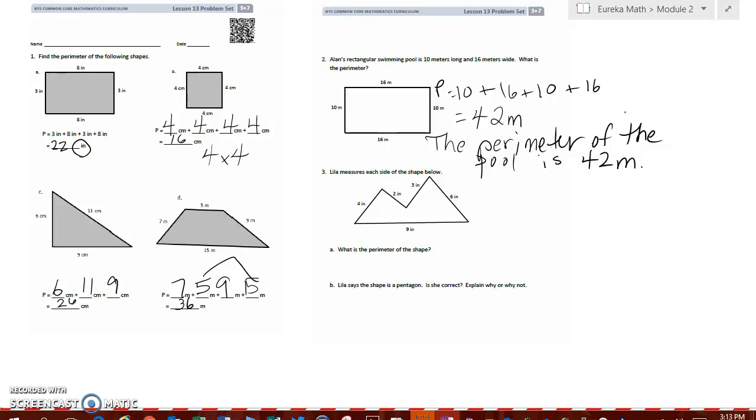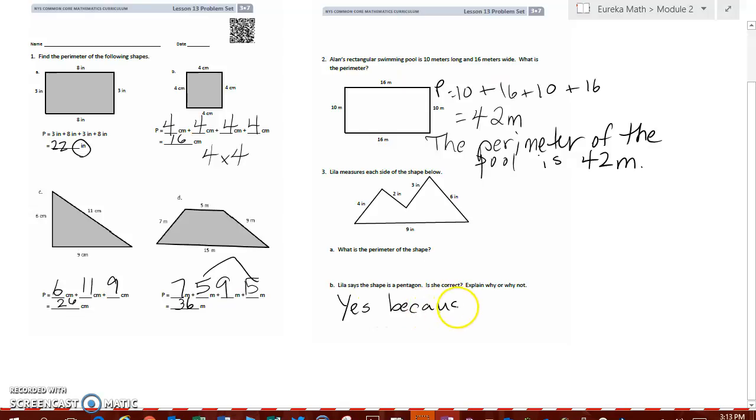All right, last problem. Number 3, Lila measures each side of the shape below. Ooh, that's a funky looking shape, isn't it? How many sides does it have? 1, 2, 3, 4, 5 sides. So that's a pentagon. Doesn't look like a typical pentagon. We need to find letter A. What is the perimeter? Oh, I guess I answered letter B. Let's go to letter B first. Is she correct? Yes.